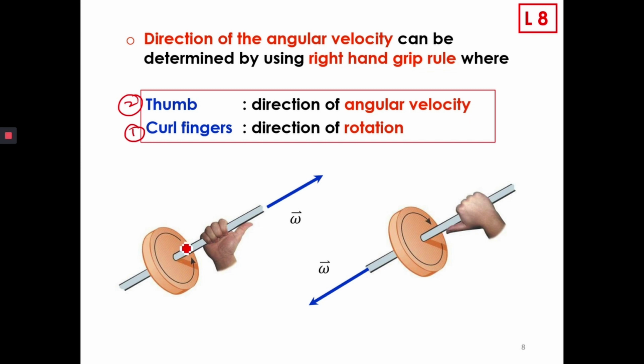For example, when the direction of rotation is anti-clockwise, you can see this is the direction of your angular velocity. If it is the other way around, then you will have the opposite angular velocity direction.